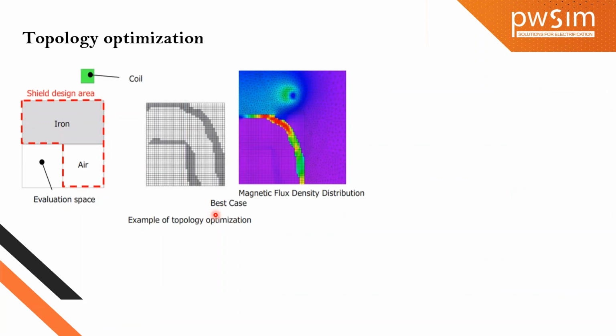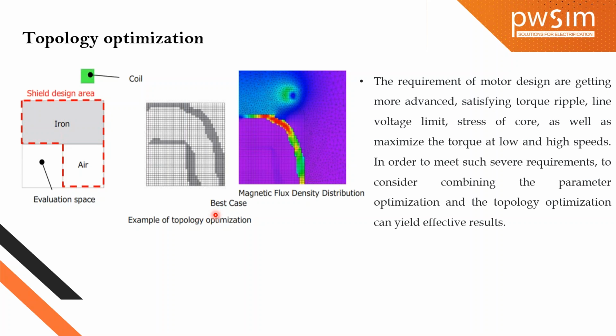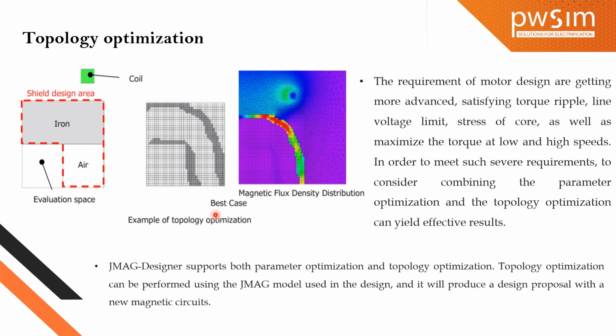In addition to that, we have a topology optimization where we can select the area and the best shape of the magnetic device. The best design can be selected by using this topology optimization. The requirements of motor designs are getting more advanced, satisfying torque ripple, line voltage limit, stress of core, as well as maximizing the torque at low and high speed. In order to achieve these, we can go with the topology optimization, which can yield effective results.